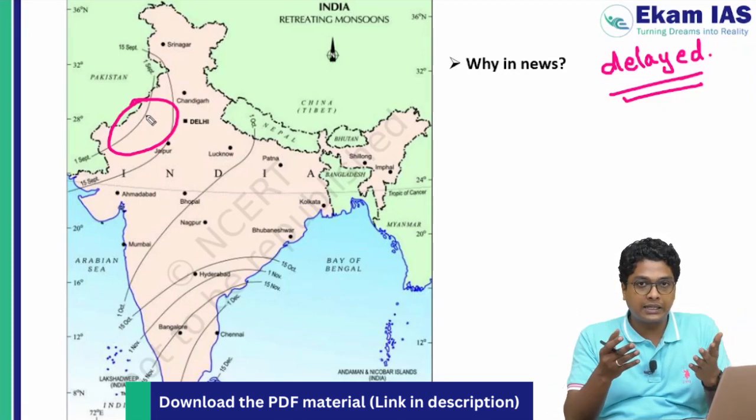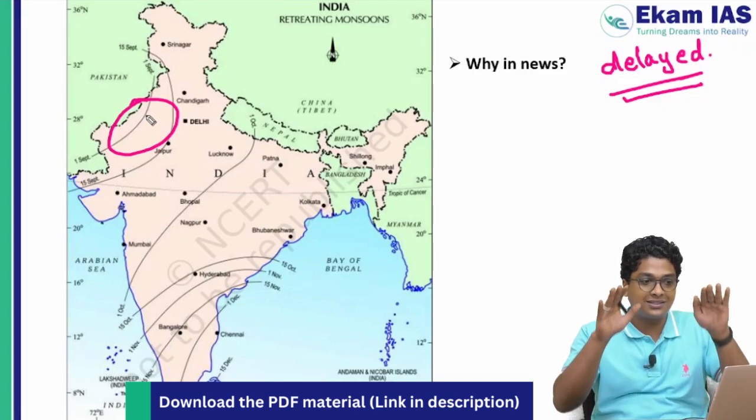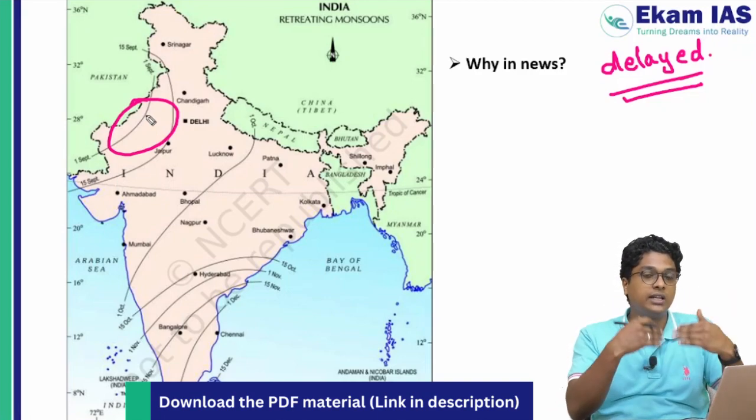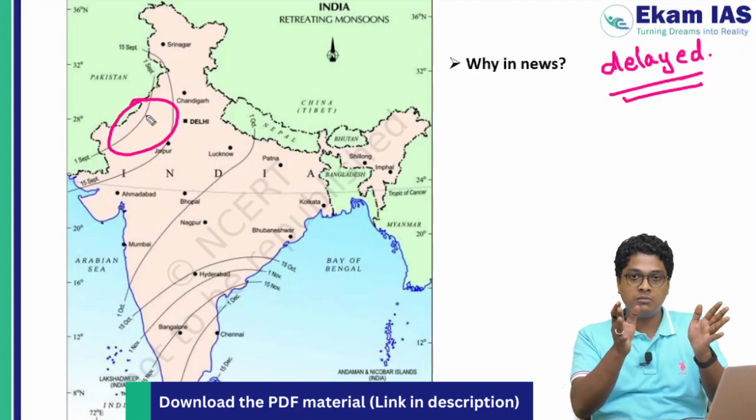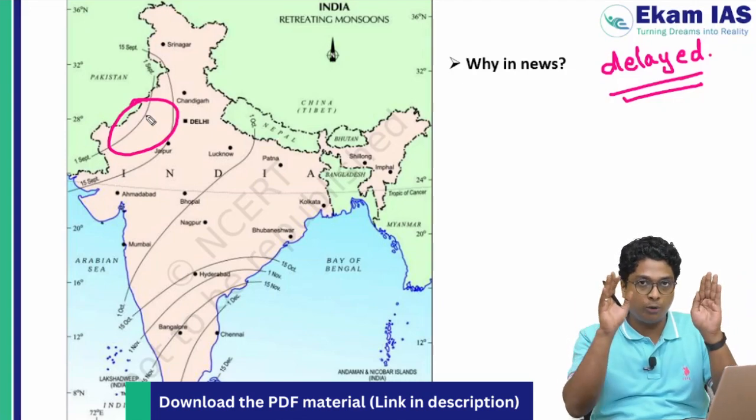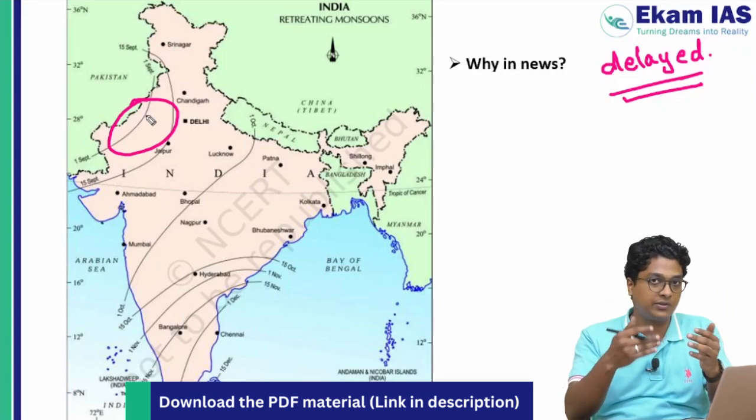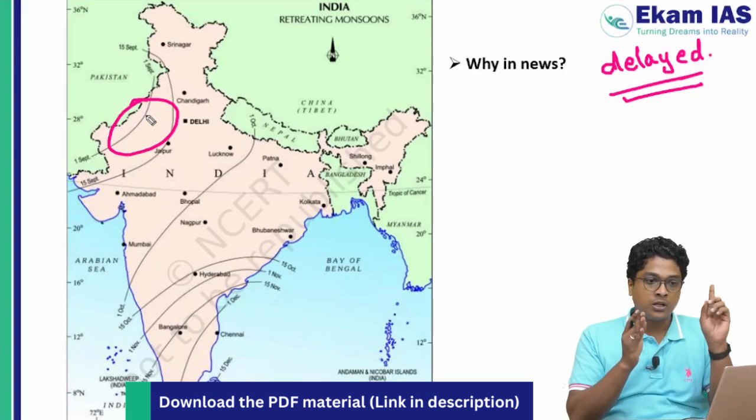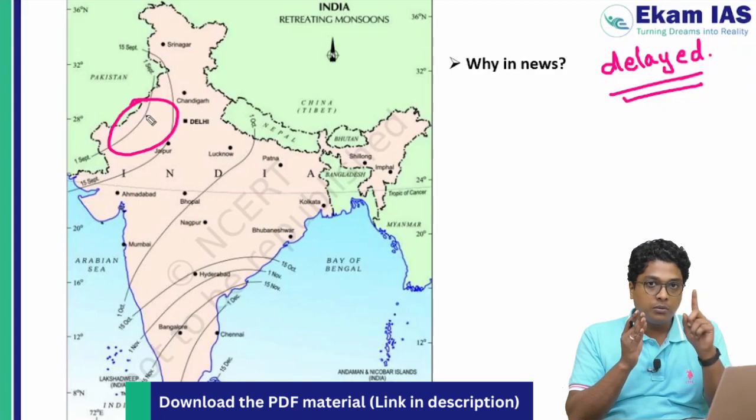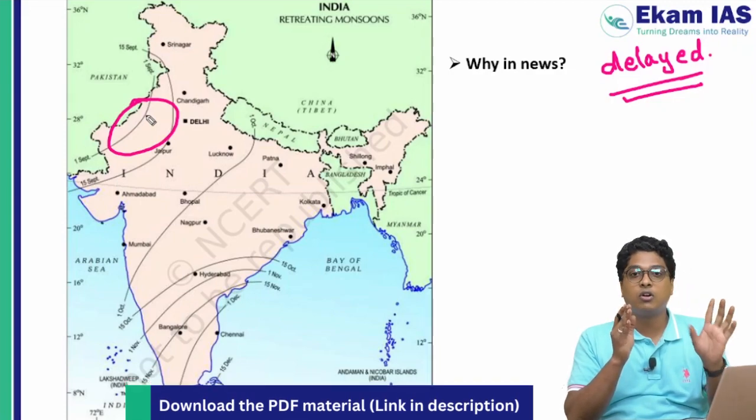Now, delay in retreat means the monsoon clouds are staying over that place, which is leading to rainfall. This time, certain places should not be getting much rainfall, but they are receiving it. The impact of this, we will discuss later in the session. So, why is it in news? Because of the delayed retreat of the monsoon.